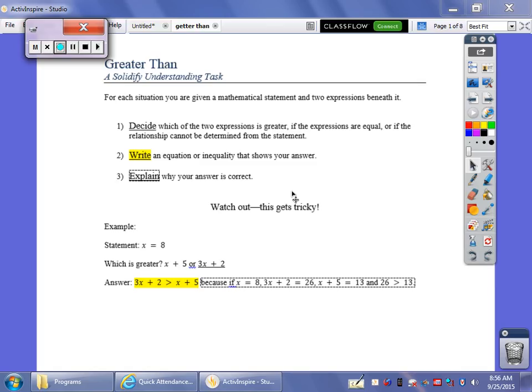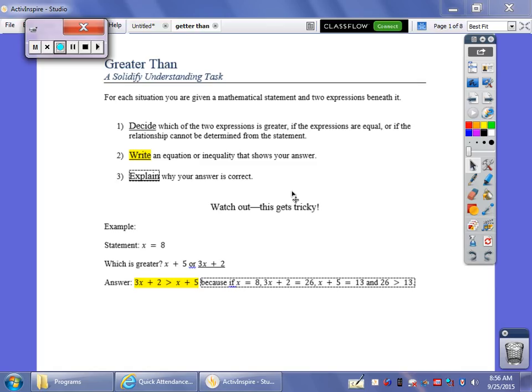Then we're going to write an equation or inequality that shows our answer. If they're equal, we're going to write an equation, and if one is greater than the other, we're going to write an inequality. And then we're going to explain why our answer is correct. Key thing is to watch out because it does get tricky.